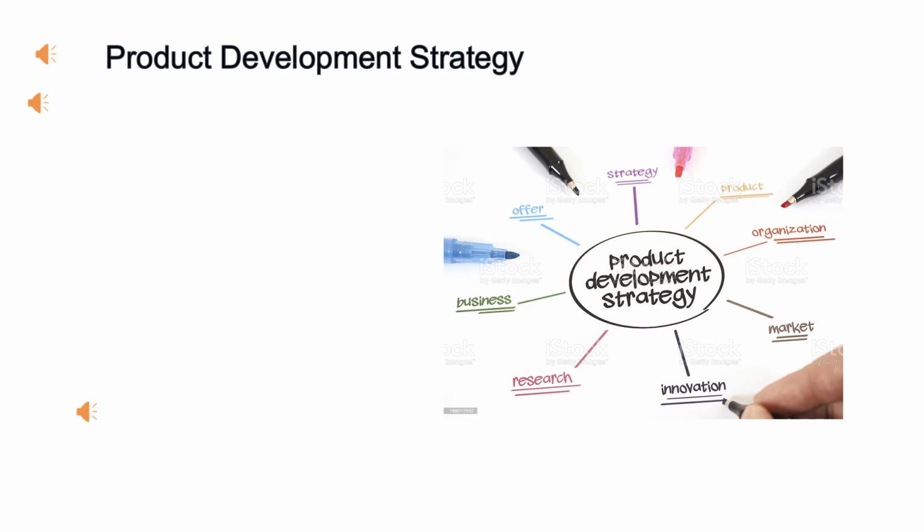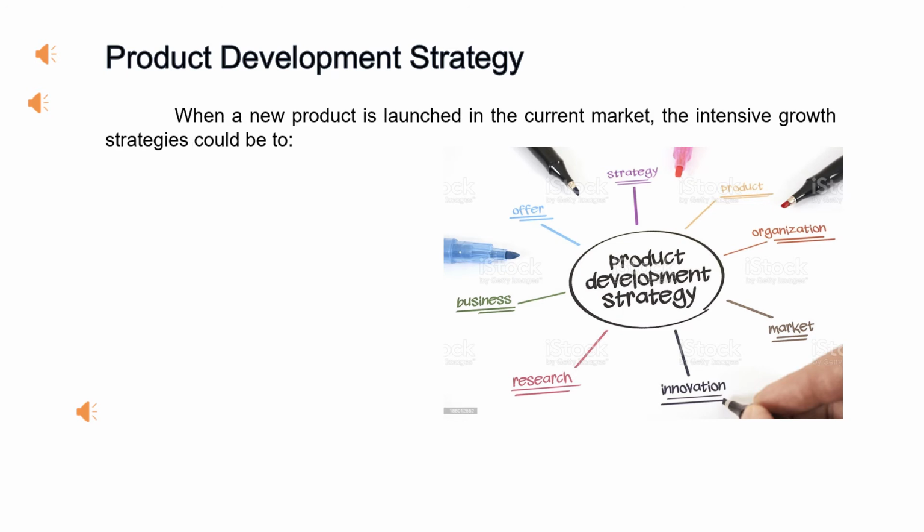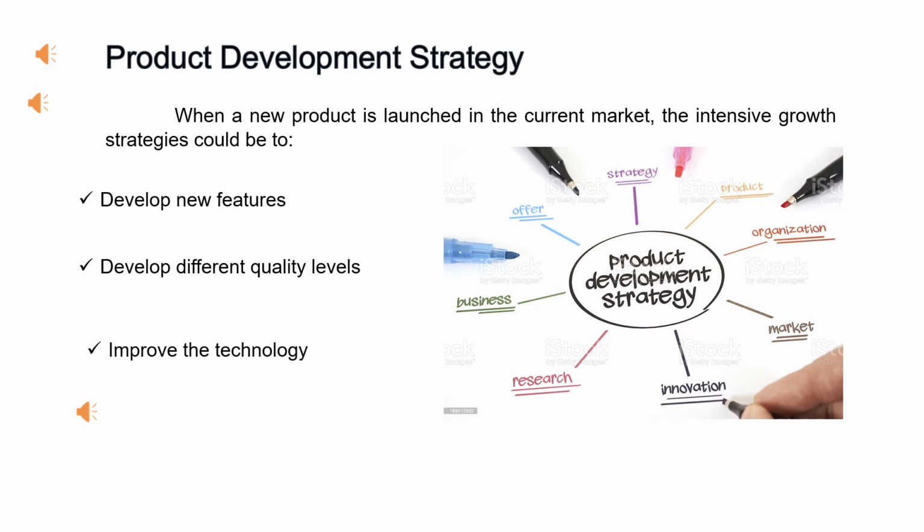Product development strategy. It means increasing sales by improving current products in some way or developing entirely new products for current markets. When a new product is launched in the current market, the extensive growth strategy could be to develop new features, develop different quality levels, and improve the technology.